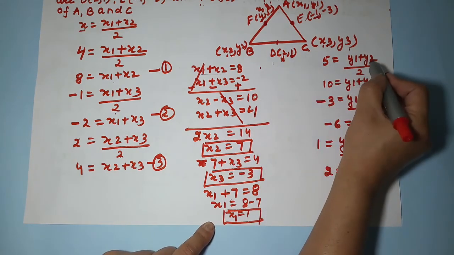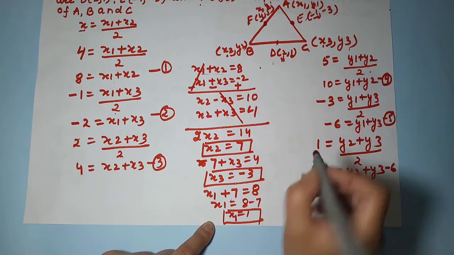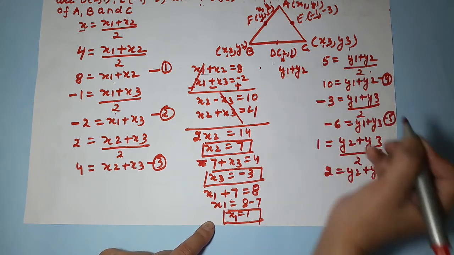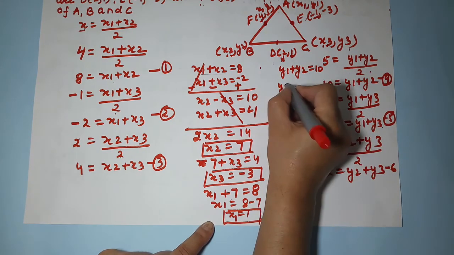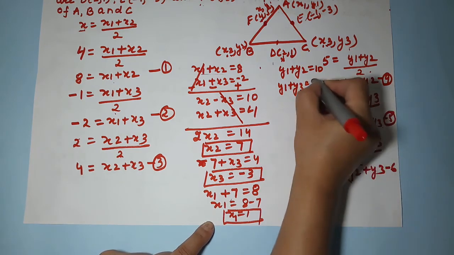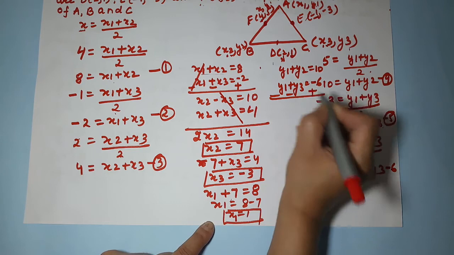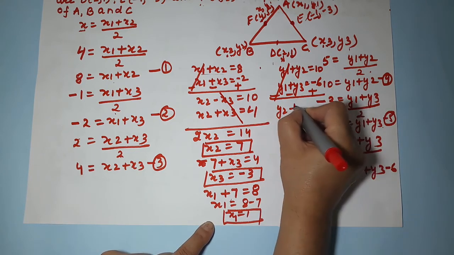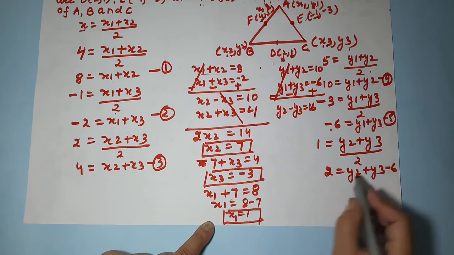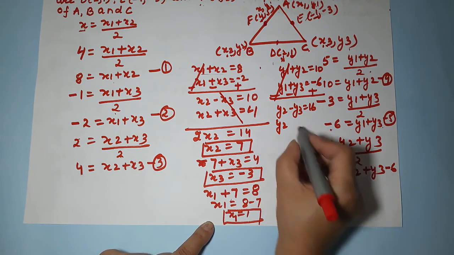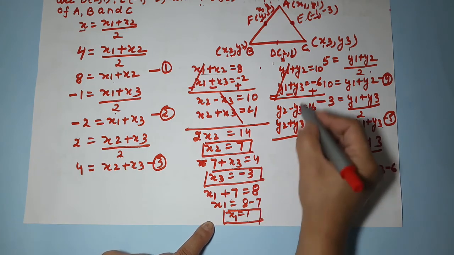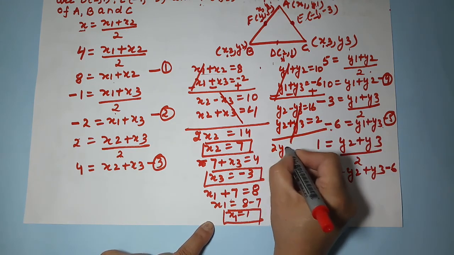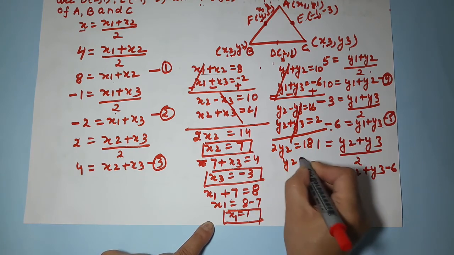Similar thing you will do with y. So let's take any two equations in y. y1 plus y2 is equal to 10. What is the second equation? y1 plus y3 is equal to minus 6. Subtract them. This will go. You will get y2 minus y3 equal to 16. Now which is your third equation? This one. y2 plus y3 is equal to 2. Now add it, you will get rid of this. So your 2y2 is equal to 18, you got y2 as 9.